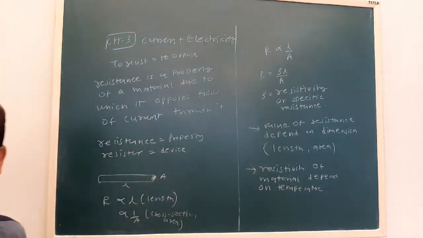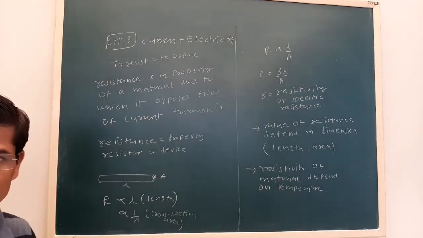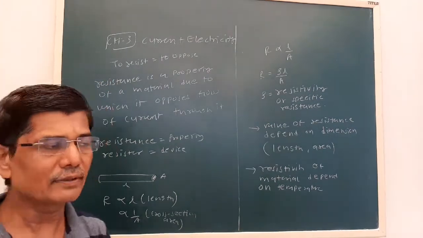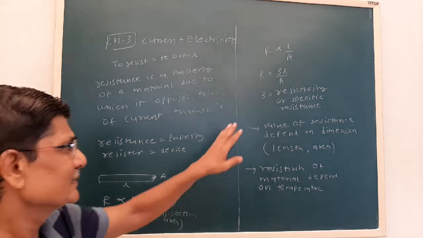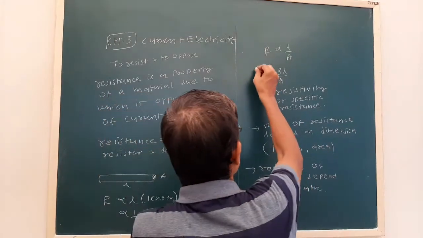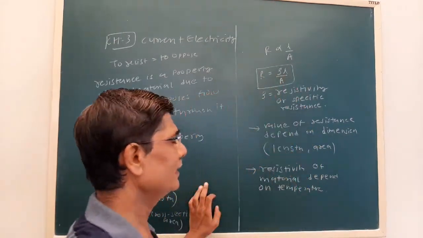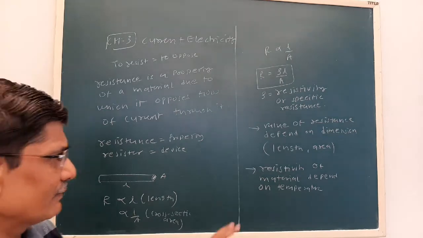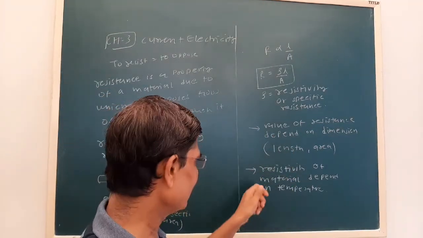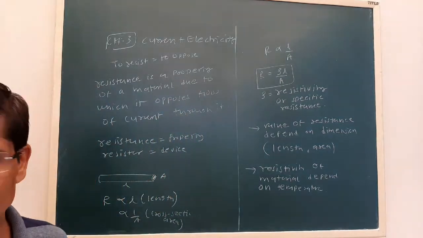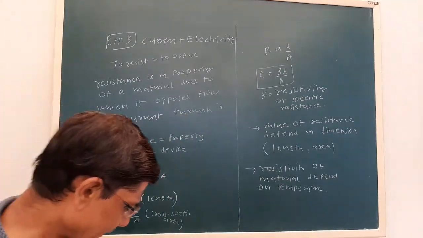Now see, the resistance is a property of a material due to which it opposes the flow of current through it. It is directly proportional to the length, and this is proved by the experiment. It is inversely proportional to the cross section area, and we have obtained the useful relation R is equal to rho L by A. We have to remember well, the value of resistance depends on the dimension, that is length and area. Resistivity depends on the temperature, that we will see in the subsequent topic.